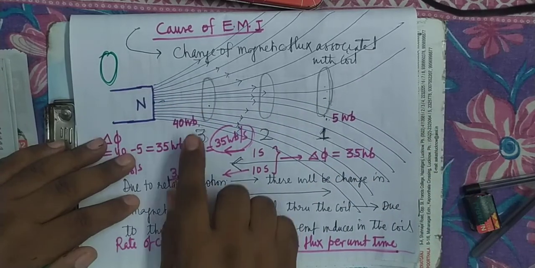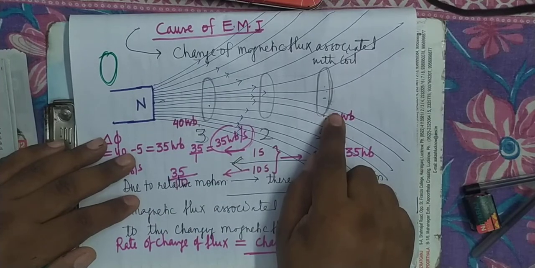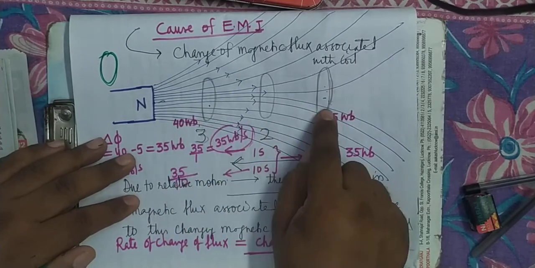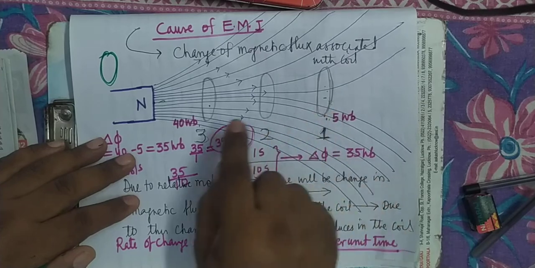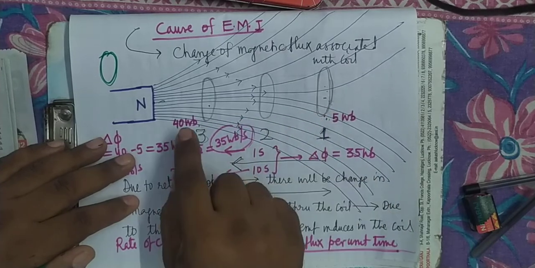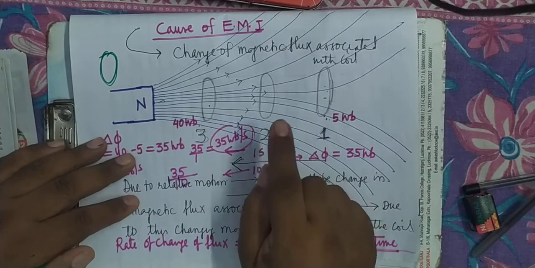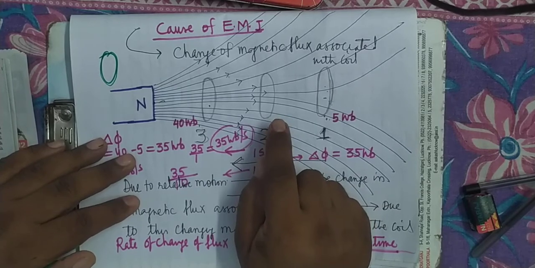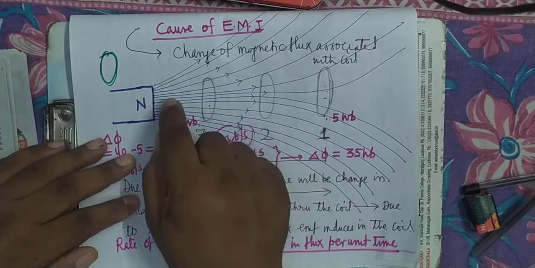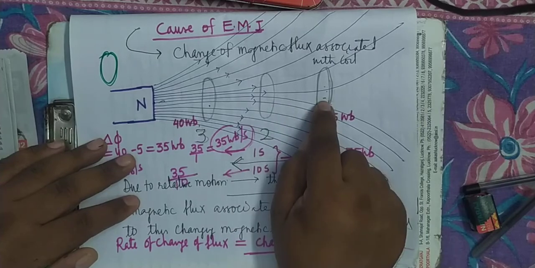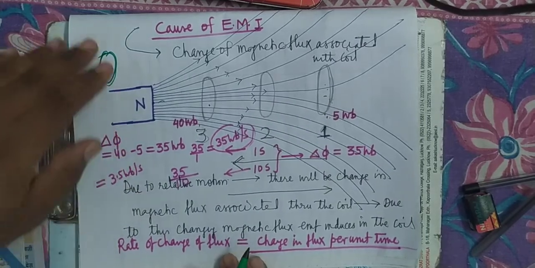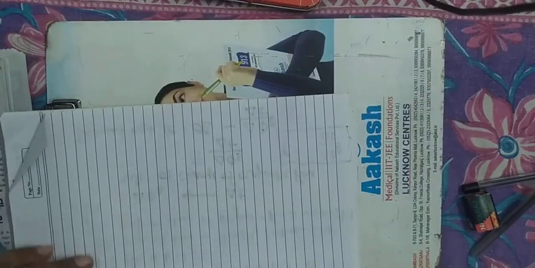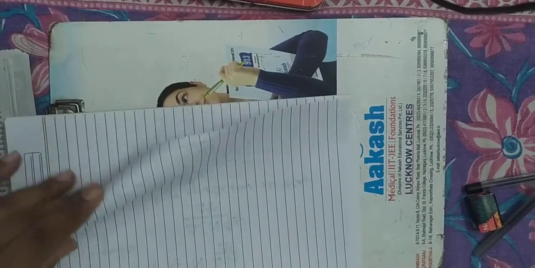It's clear. Similarly, when you take it from here to here, the flux linkage is decreasing. Therefore current will be induced, and this induced current will set up the induced flux in the same direction in which this flux is running. It's clear. So this is the significance of the minus sign.